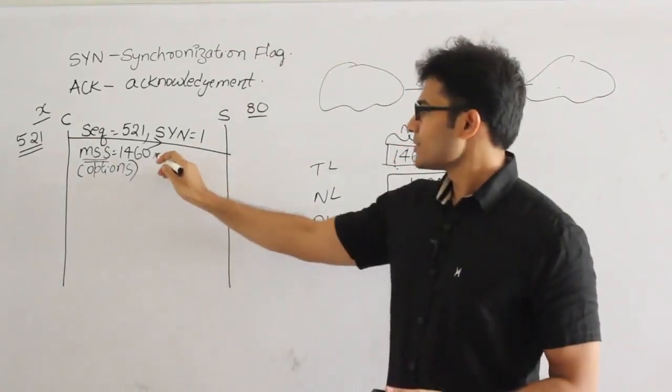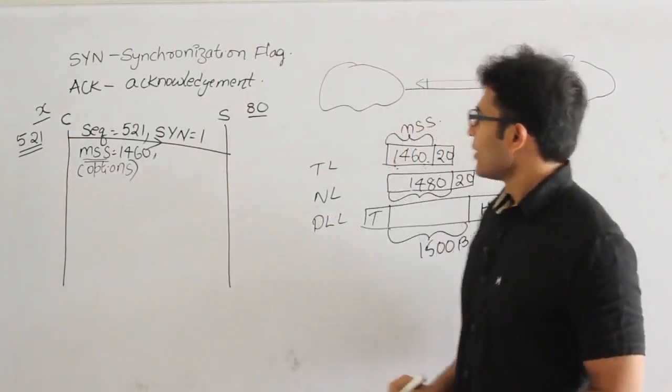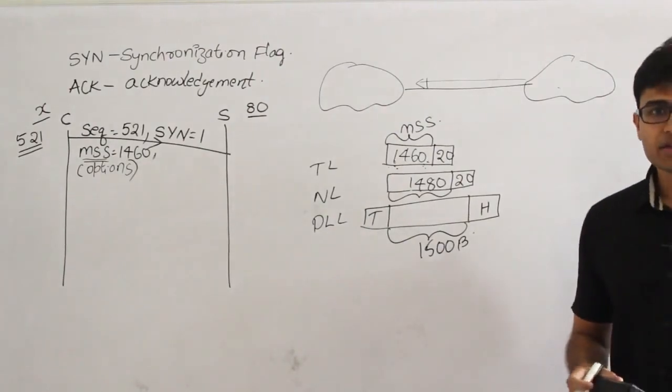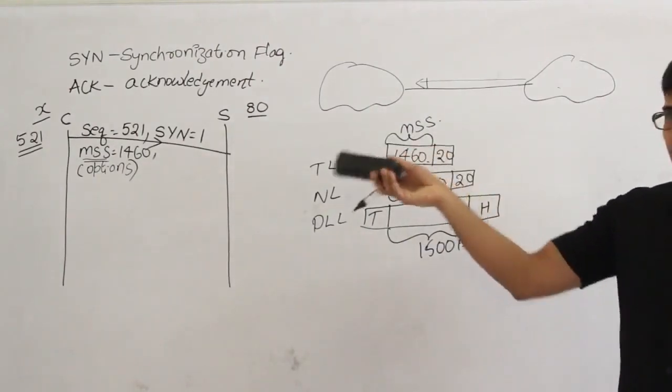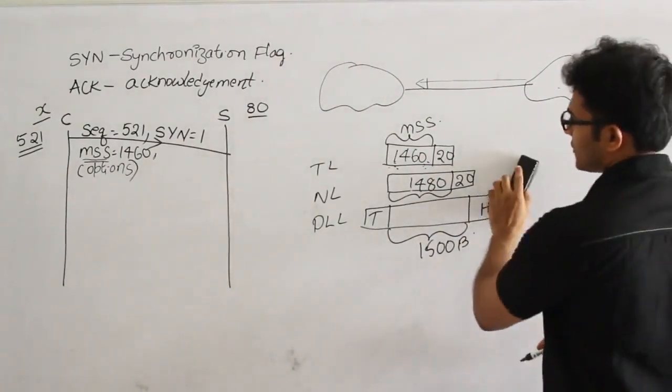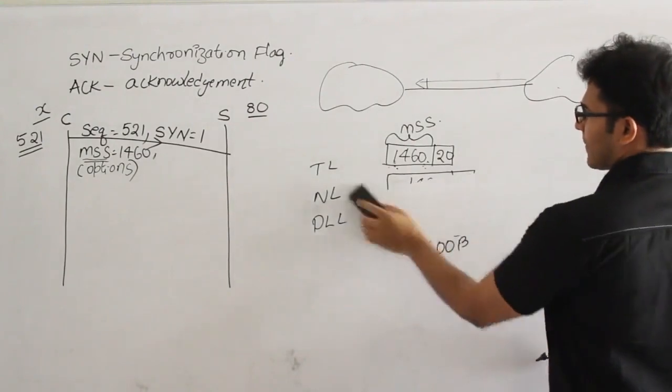And now after this MSS, one more option is that TCP is a full duplex connection. Full duplex connection means data will go in both the sides. TCP is full duplex. Maybe you could write it down somewhere after copying it down.